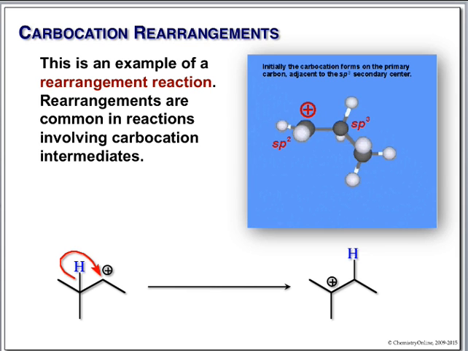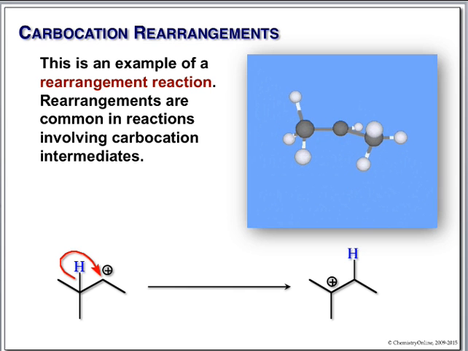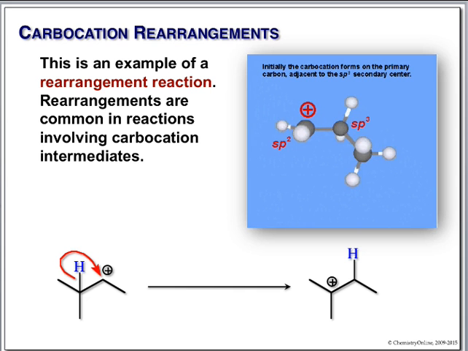Up here in our movie, this is our sp2 primary carbocation. This is a secondary center here. What happens simply is this hydrogen with its electrons will slide over from one to the other and leave us here with the secondary carbocation.